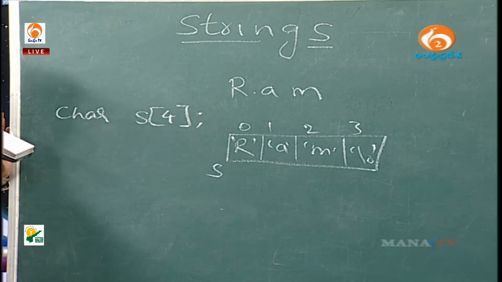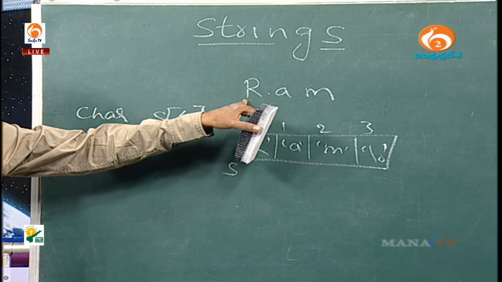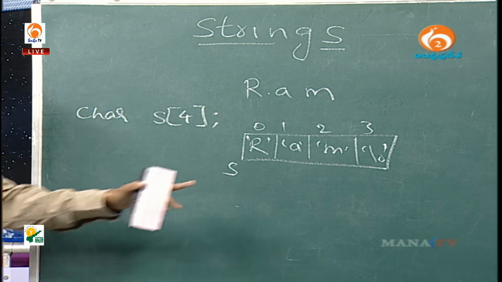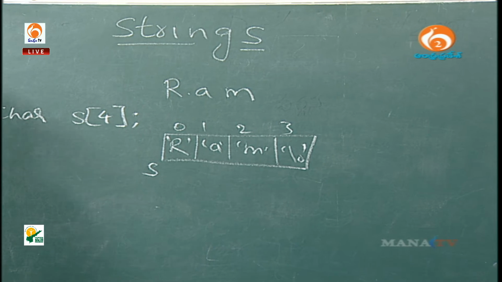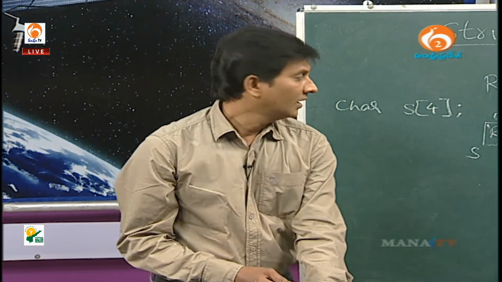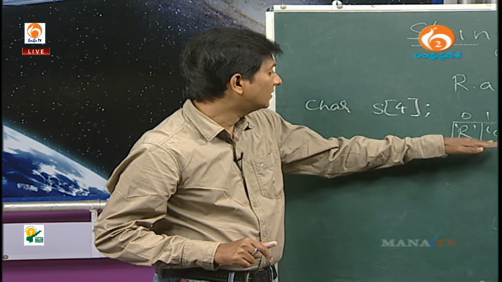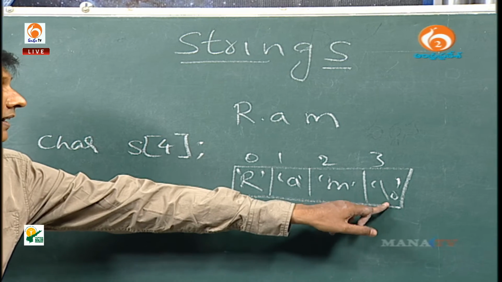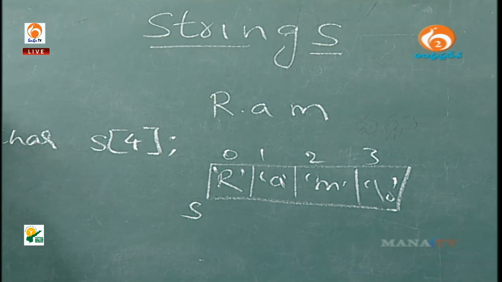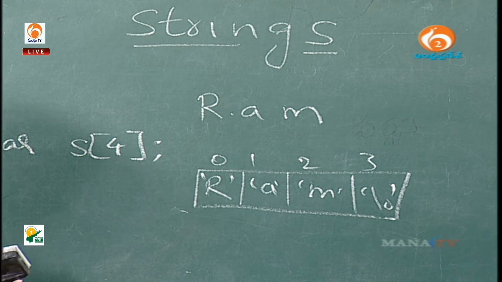This is if I want to store RAM. It contains a size of only 3, 1 2 3, but we need to reserve for \0 also. That is the meaning of that one. Each character is enclosed in single quotation marks. This is the representation of the character array. At last \0 indicates that it is the end of the string. Just look at another example.